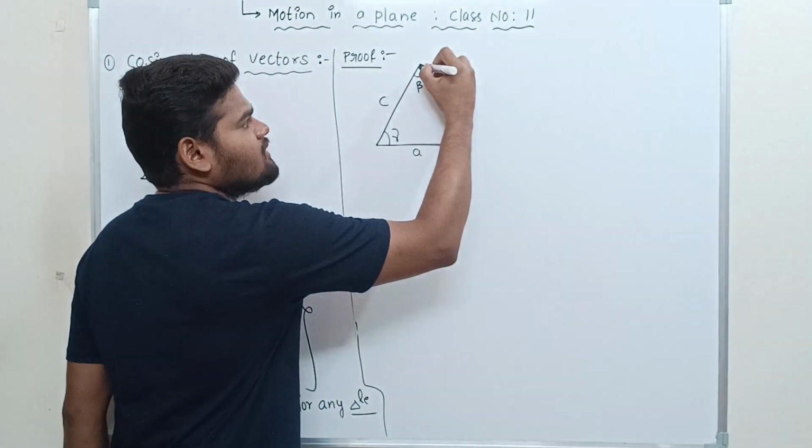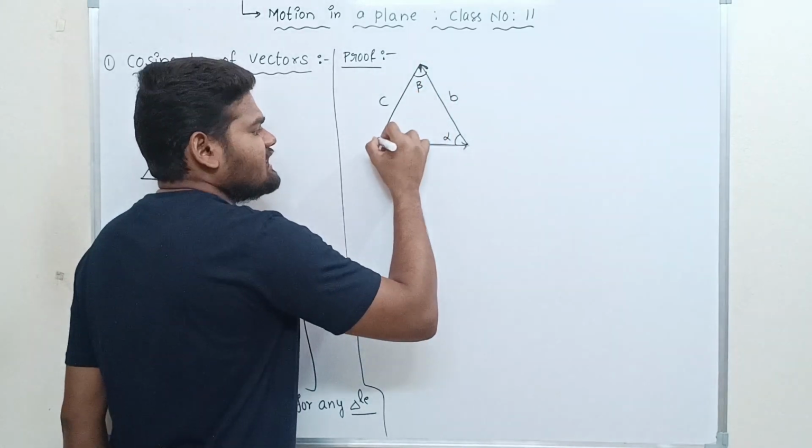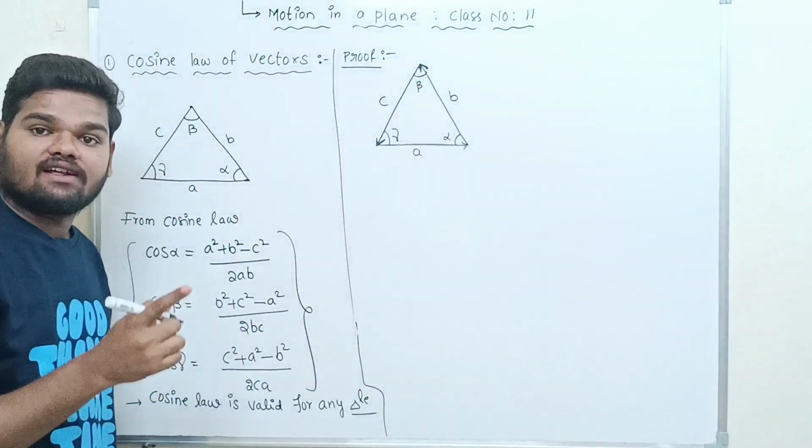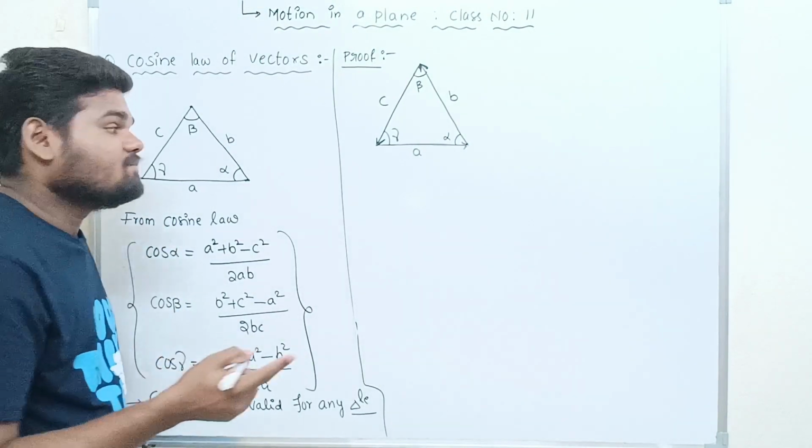So this is the b bar vector. Now this side I am considering as the c bar vector. So a bar vector, b bar vector, c bar vector. As we know from the triangle law, have a look.